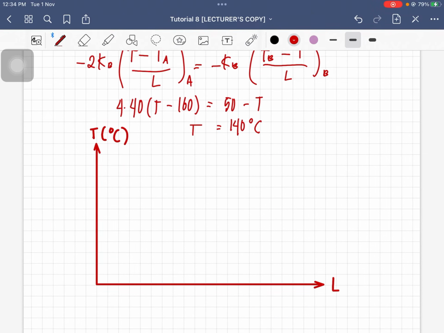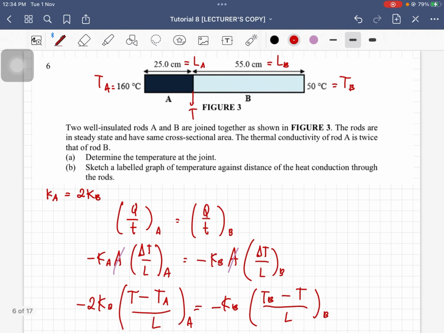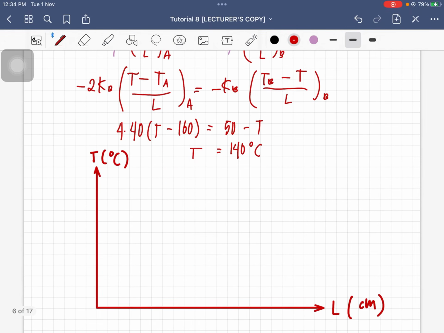These are insulated rods. If you have problems remembering the graph, it's in our notes, page number 8. But first let me do it based on the question. Distance is in centimeters. The lowest temperature is 50, so if we do this, it's going to be 40, 80, roughly. This is just a rough sketch of the graph.